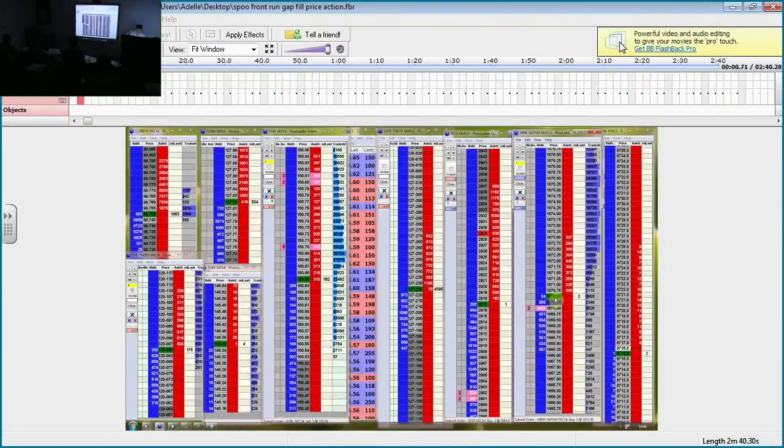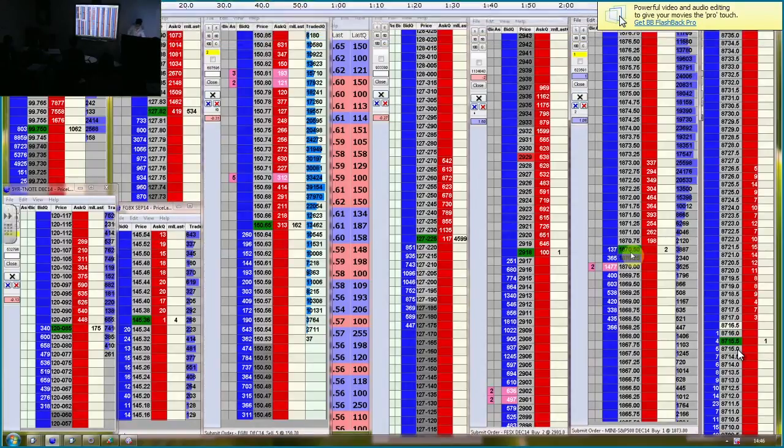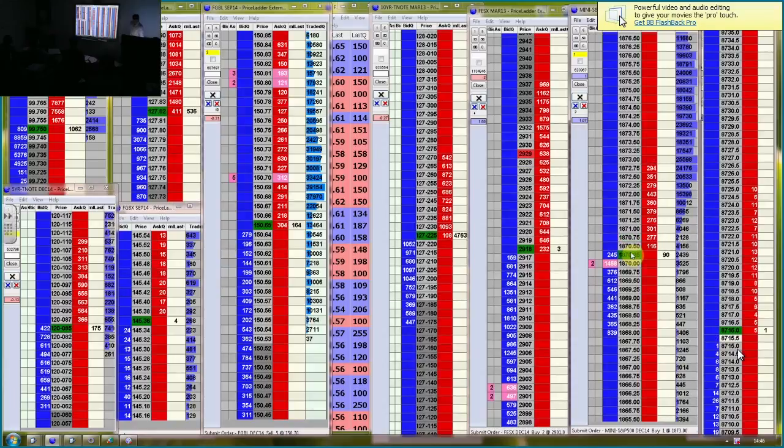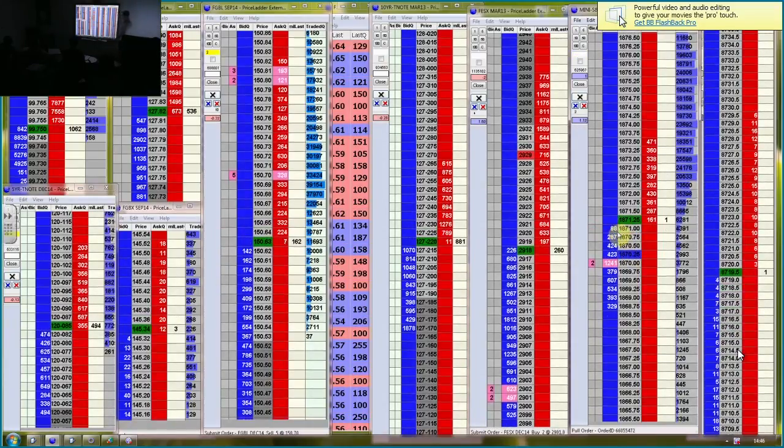Okay, so let's watch this from the beginning. This is a bit of an absorption type gap fill. The gap is 70s. Note the front run. I've tried to front run it. I think I've already scaled out. But watch the reaction here now. Watch how long it gives you to have a go.